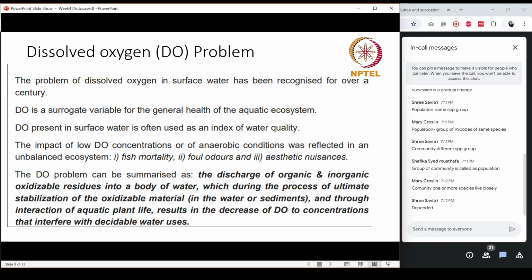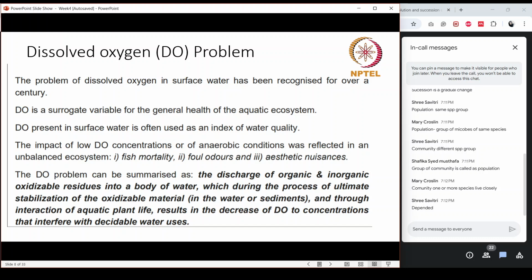Next thing is foul odor and aesthetic nuisance. When these fishes and other aquatic organisms die, there won't be enough bacteria, because bacteria also survive on dissolved oxygen. So the fermentation process will start in the river or any water body due to anaerobic condition. When there is anaerobic condition, the foul smell will start coming out of methane and H2S. H2S means hydrogen sulfide, and methane, CH4. So the smell will start coming out, and the water will become dark. So it will not look good to the eye. So there is an aesthetic issue.